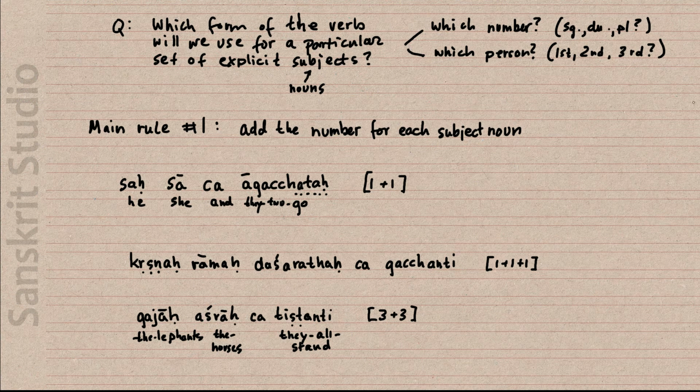Here then, what we've covered on this page is when we have the same number and the same person. So we have 3 plus 3, or 1 plus 1 plus 1, or 1 plus 1. Now let's look at the next possibility here.